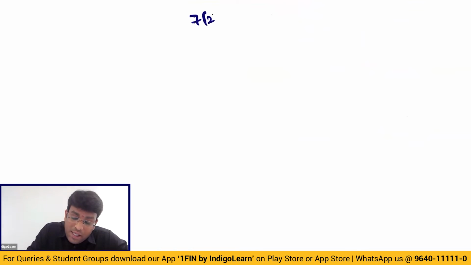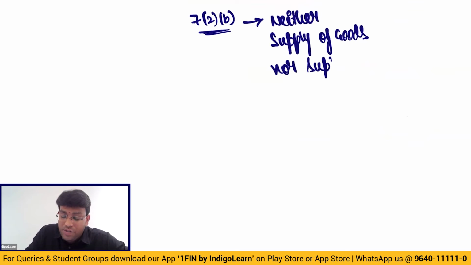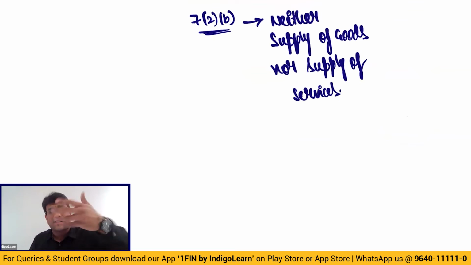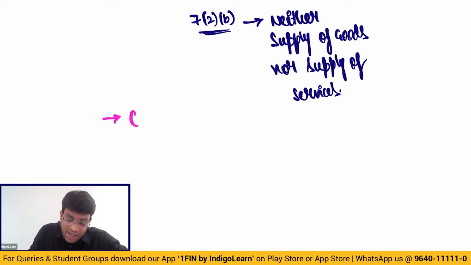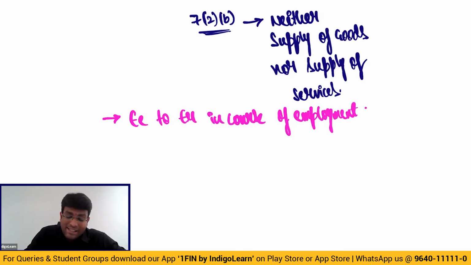Now let me talk about section 7(2)(b), which talks about transactions which are neither supply of goods nor supply of service. It is not supply of goods, it is not supply of service. That means what, my dear friends? GST will not apply. First point is service by employee to employer in the course of employment. That is a fundamental reason why practically salaried employees do not pay GST.